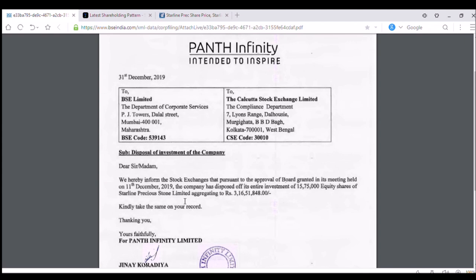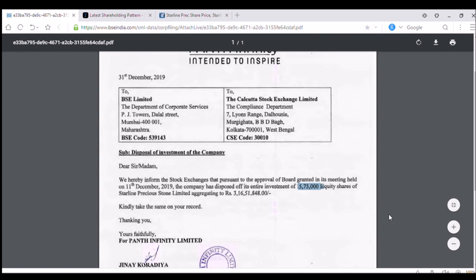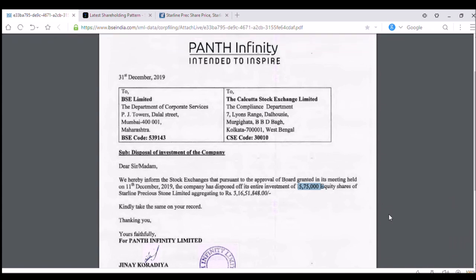And before moving on, I want to thank one of the subscribers who told me about this information. Regarding what this news means, Panth Infinity Limited has sold its stake in another company, meaning the promoter stake has been sold for an amount of 3,16,51,848 rupees, 15 lakh shares. So if you take the average, 3,16,51,848 divided by 15,75,000, we get around 20.09 as the average selling price, guys.